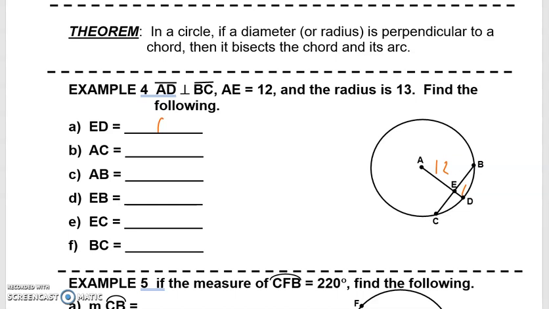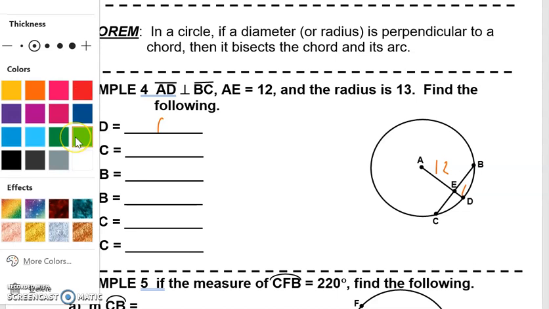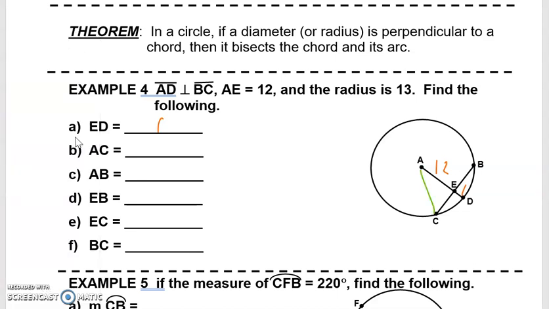AC. So if we drew a line from A to C, wouldn't that be a radius? From the center to a point on the circle? Yes, it is. The radius is 13. AB. Same thing, that's a radius.